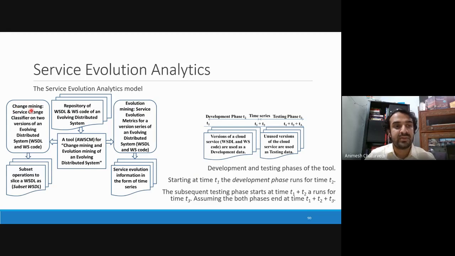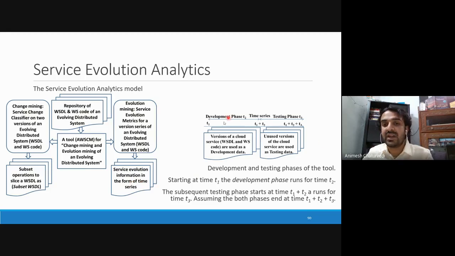The change mining is the service change classifier, which takes two versions and helps you analyze the evolving distributed system with the help of WSDL and web service code. Evolution mining helps you build the service evolution matrix for version series analysis of the evolving distributed system with WSDL and WS code. In change mining, we generated subset operations to generate a slice of WSDL that we termed subset WSDL. Then evolution mining is done with the help of the service evolution matrix, which generates service evolution information over the time series.